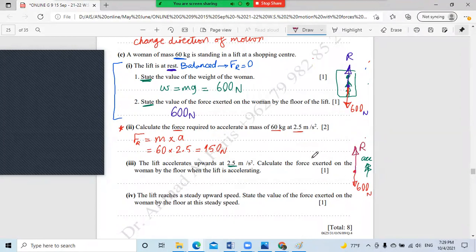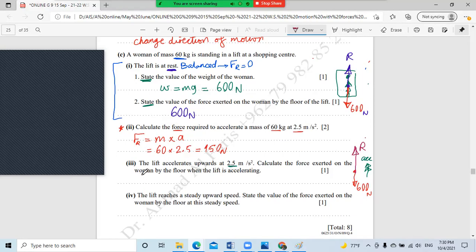How much is it? They ask, calculate the force exerted on the woman by the floor when the lift is accelerating. How much do you think the lift force, the normal reaction force, will be now? It was 600. Now it becomes how much? Exactly, how much? It will be now 750.